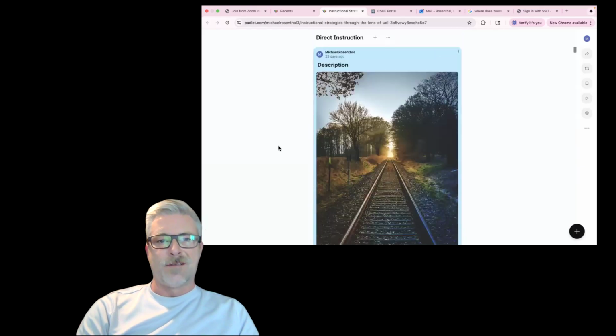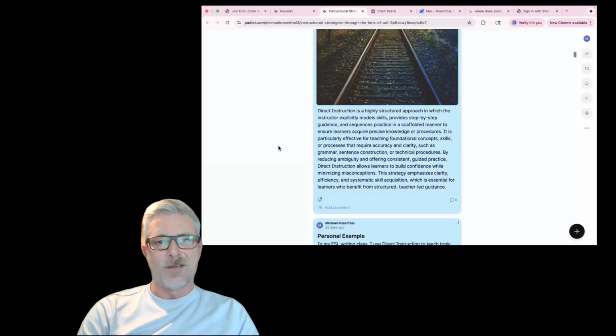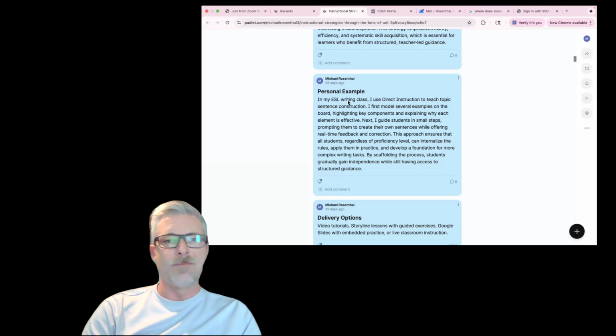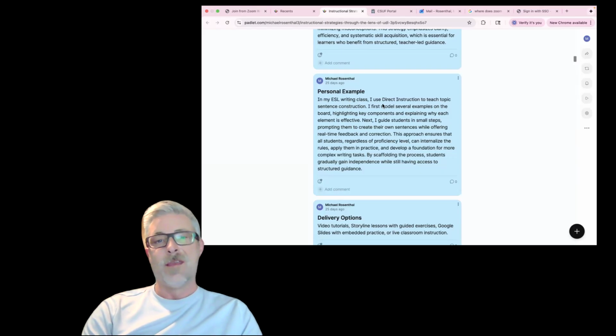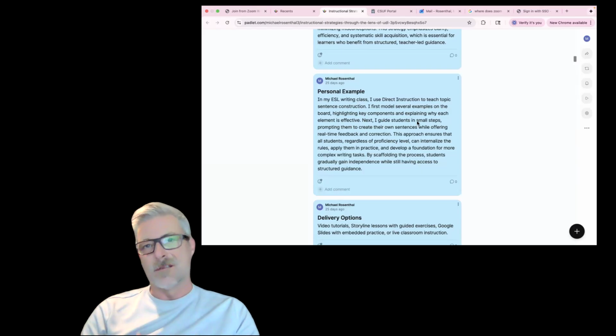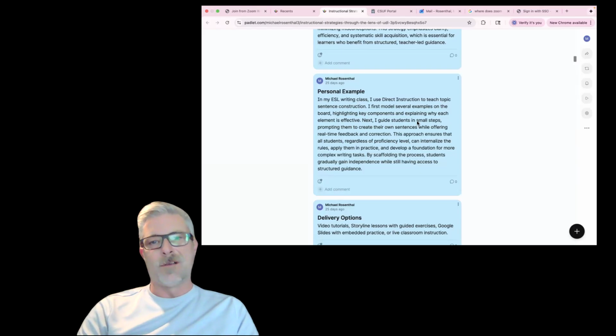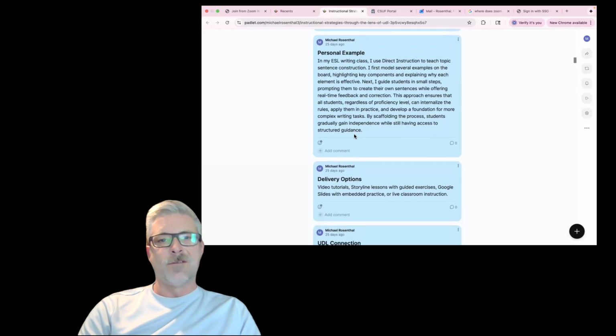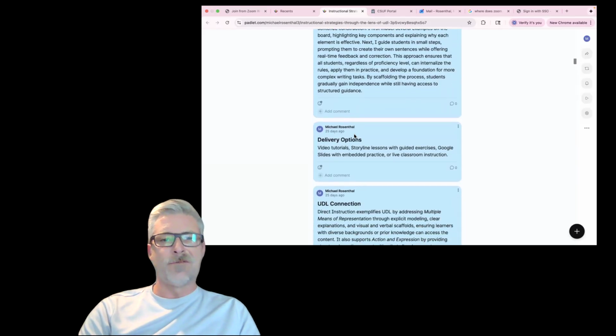So we go down here. So there's direct instruction. So I just created a little blurb on it, and then a personal example. So say I'm in an ESL writing class, teaching sentence construction. So, first model several examples, highlighting key points and explaining why each element is effective. And then the next step would be the guidance, right? So guiding students through small steps, and then prompting them to create their own sentences while I give them real-time feedback. So pretty straightforward, but effective.